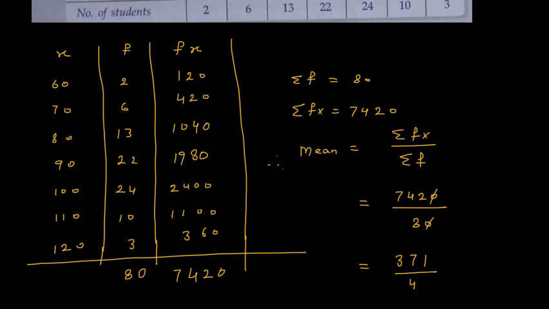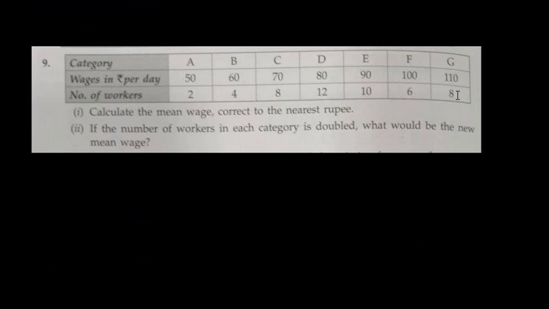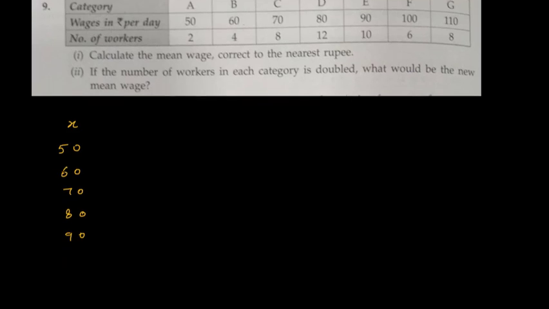Okay, so now let us move to the ninth question. So here in this ninth problem, we have categories A, B, C, D, E, F, G, and wages are given and the number of workers is given. We have to calculate the mean wage. So you have to find the mean of wage. So your wage is X. So here I will write the X column, and in the X column we have values 50, 60, 70, 80, 90, 100 and 110. Okay, this is X.